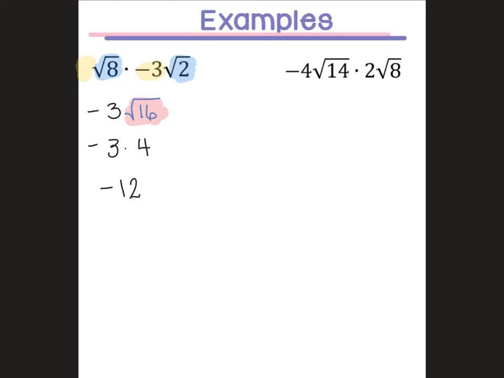Similar on the next example, I can multiply any numbers that are out in front. So -4 times 2 is -8. I can multiply any numbers inside the square root, so 14 times 8, which is 112. Then I want to simplify the radical. So square root of 112 can be written as square root of 16 times square root of 7. The square root of 16 is actually 4. -8 times 4 is -32.